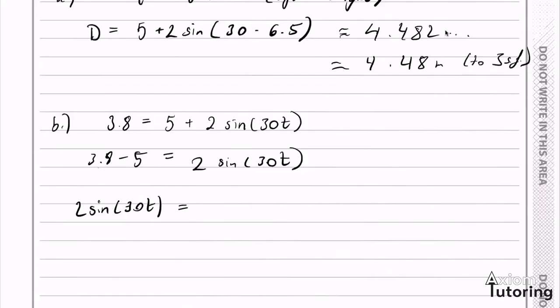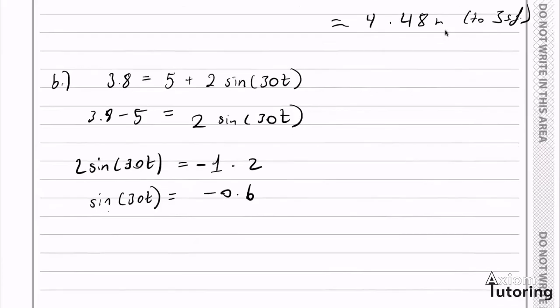Okay, so 3.8 minus 5, so that's 2.2. Sorry, that should be 1.2. It's not 2.2, 1.2. And then we have sine of 3.8 minus 5, that's minus 1.2. Let's just be very careful there. And then we're doing 2 sine 30t equals minus 1.2 divided by 2. So we get sine of 30t equals minus 0.6.